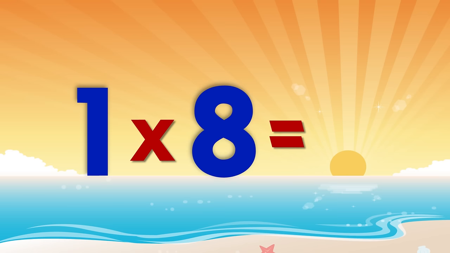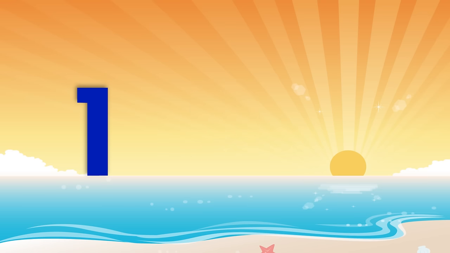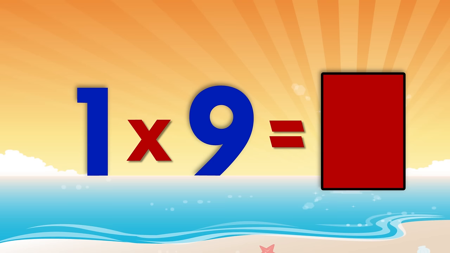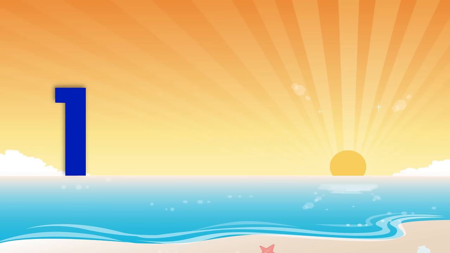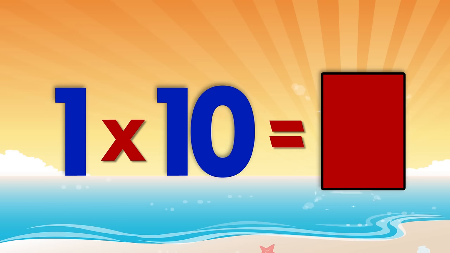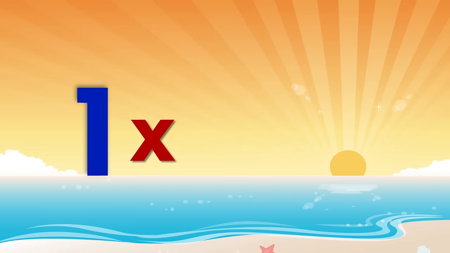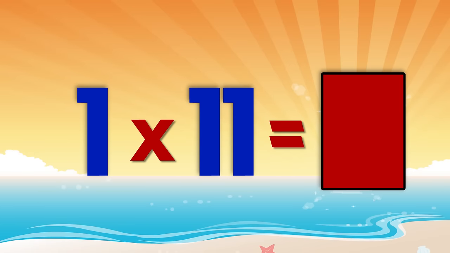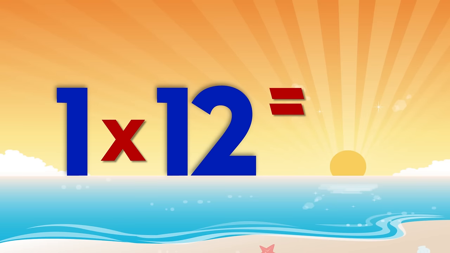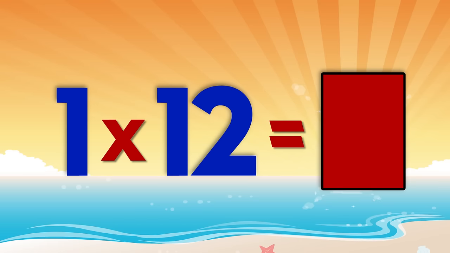1 times 8 is, 1 times 9 is, 1 times 10 is, 1 times 11 is, 1 times 12 is. Any number multiplied by 1, you get that number and you're done.